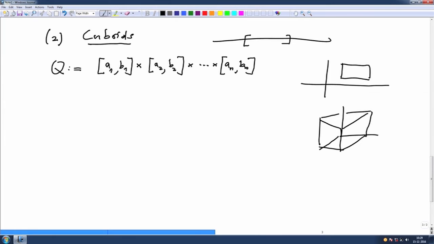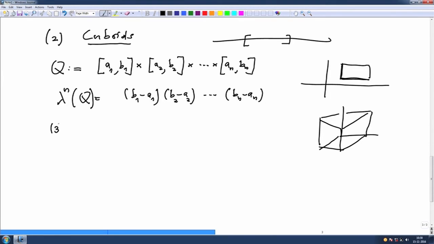So what should be the volume of a cuboid? Obviously that: lambda n of q is nothing but b1 minus a1, times b2 minus a2, and so on, up to bn minus an. This exactly matches the calculation we were doing in school. So the area of a rectangle, for example, is this length times this length and so on. Okay, this is what we will use mainly for calculation purposes.